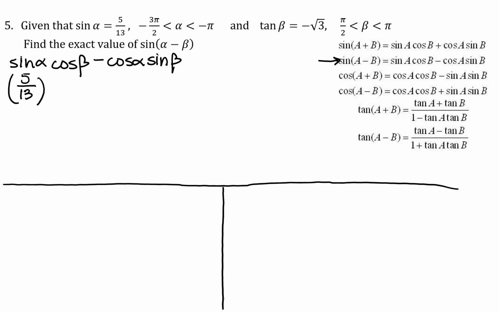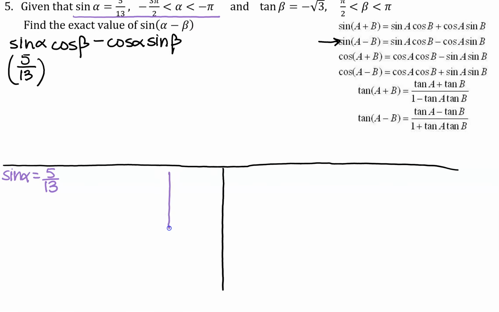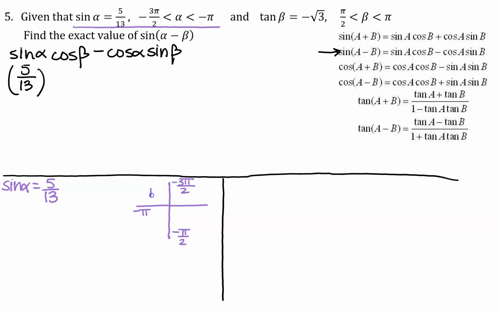We have an XYR problem going on for alpha. We were given that sine of alpha is equal to 5 over 13. And if alpha is between negative 3 pi over 2 and negative pi, we need to use that information to determine what quadrant alpha is in. So negative 3 pi over 2, we will count backwards to figure out where that is located. Here is negative pi over 2. This is negative pi, and this is negative 3 pi over 2. So between negative 3 pi over 2 and negative pi, we are in quadrant 2.